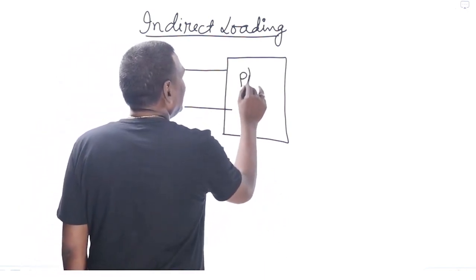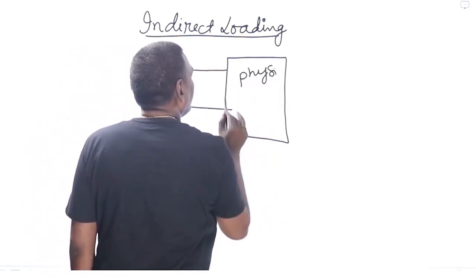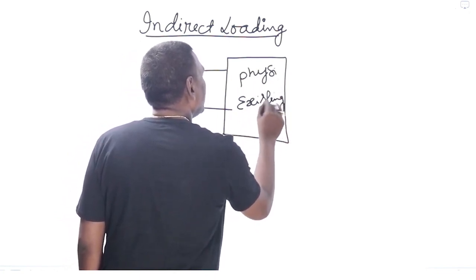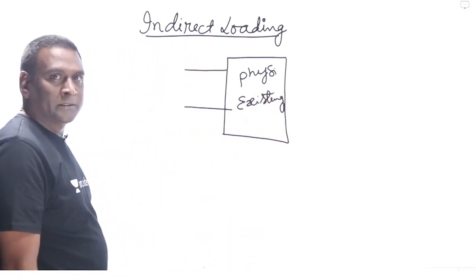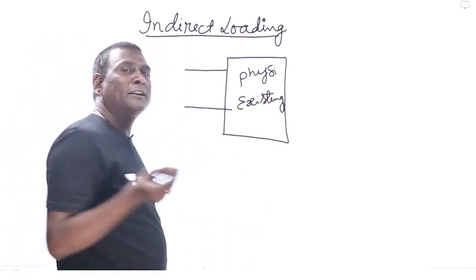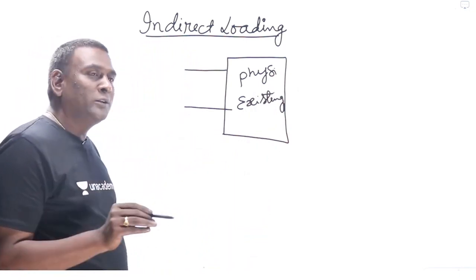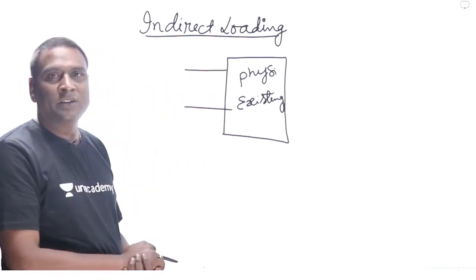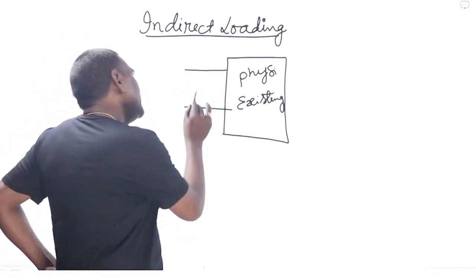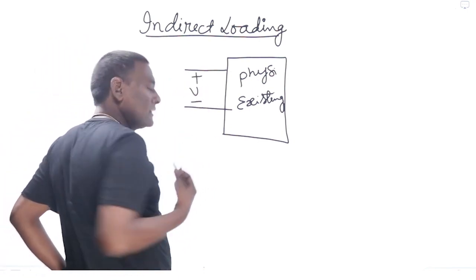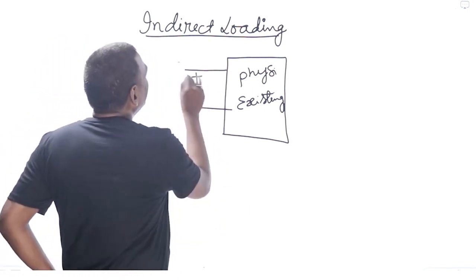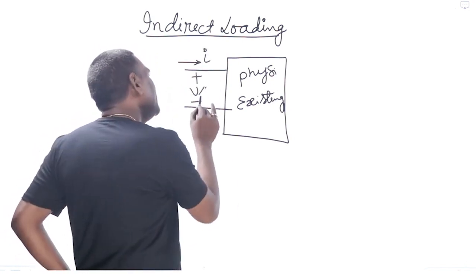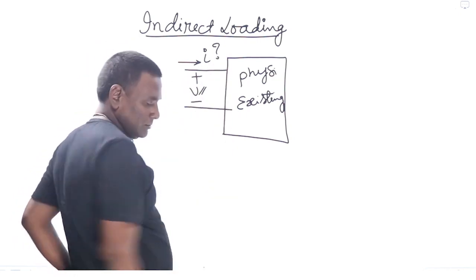So this is a physically existing system. For this physically existing system, rather than directly applying, for example, I would like to know at one voltage level how much would be the current flow through that particular physically existing system. So for one level of voltage, how much would be the current? I would like to know.